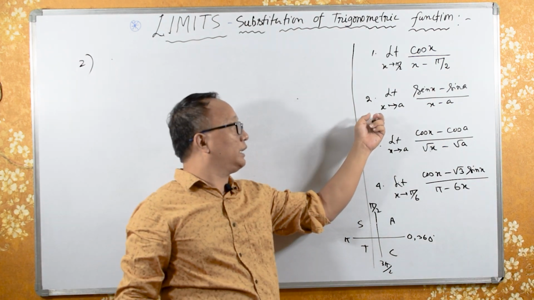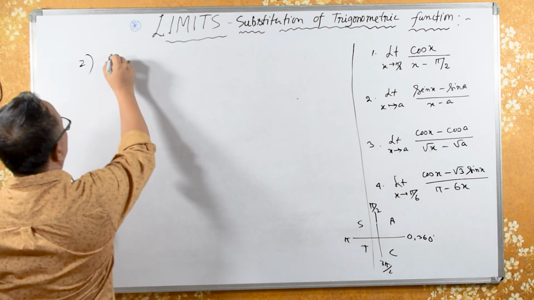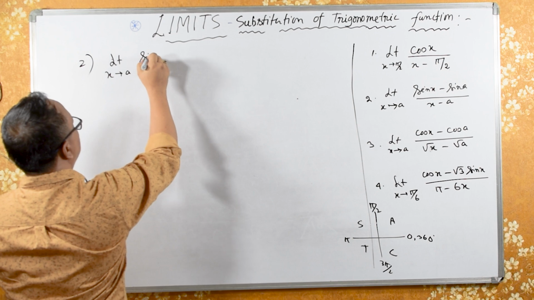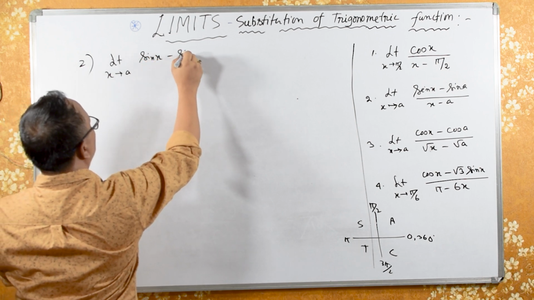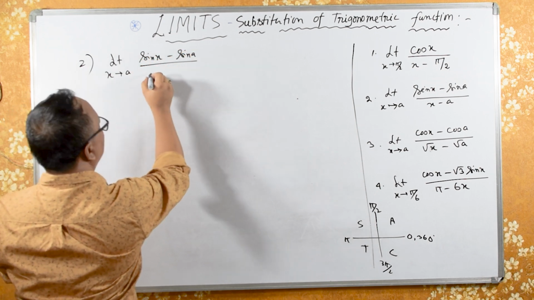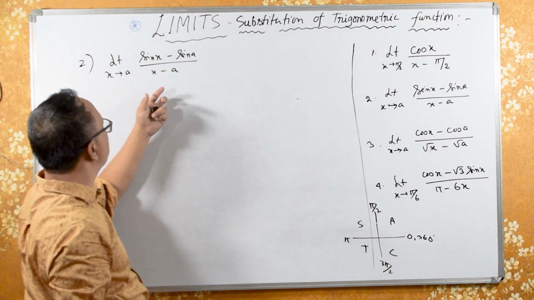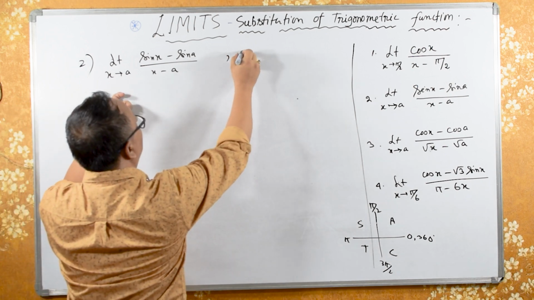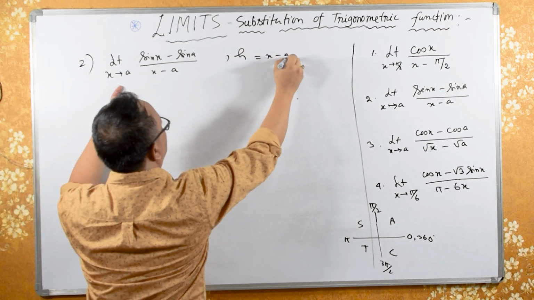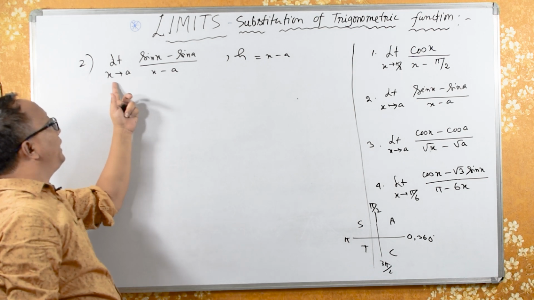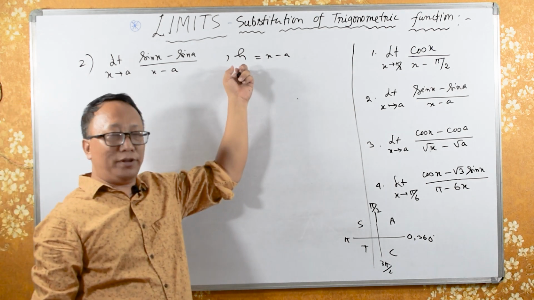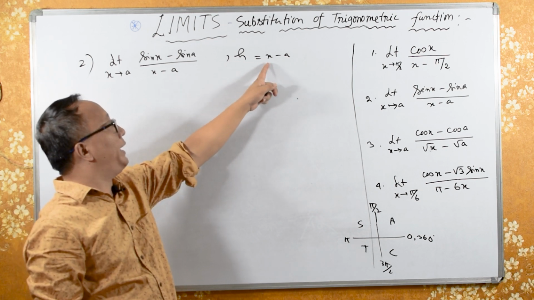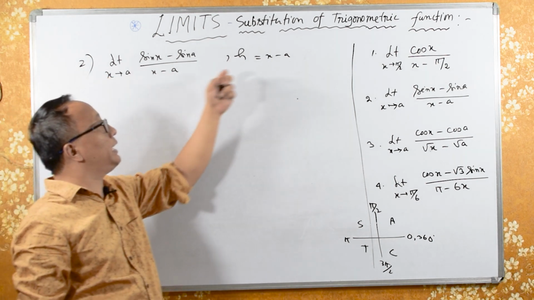Now let's do sum 2. Limit of x tends to a, sine of x minus sine of a upon x minus a. Similarly, here also we have to substitute. Let's substitute h equals x minus a. How to remember? Since tends to is there, whatever value you are bringing, consider it as a new independent variable h, so x minus a is h.